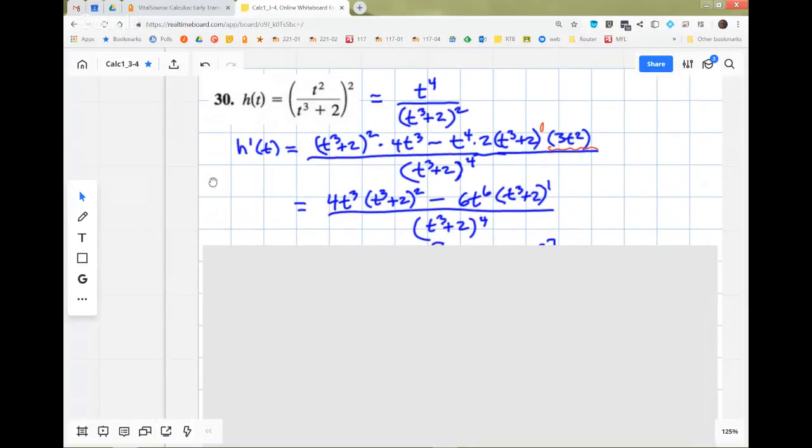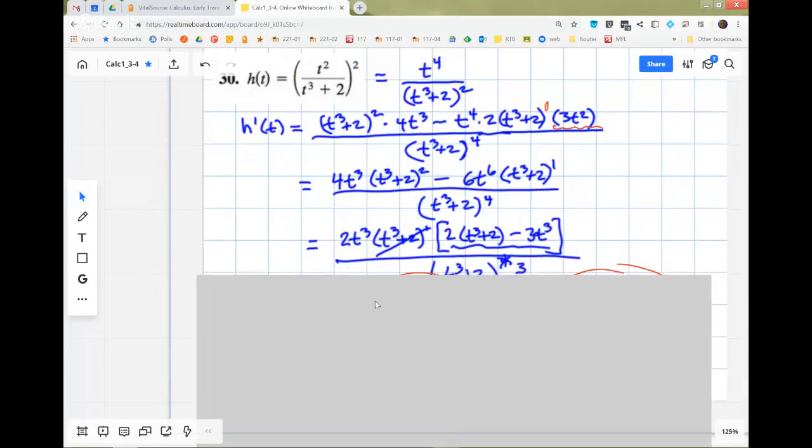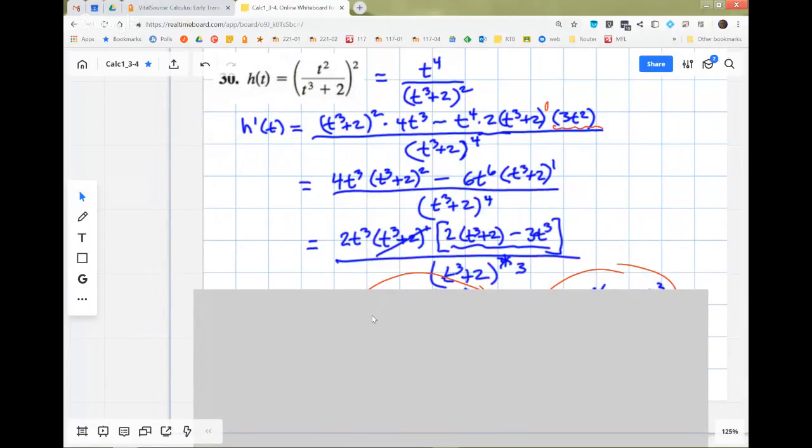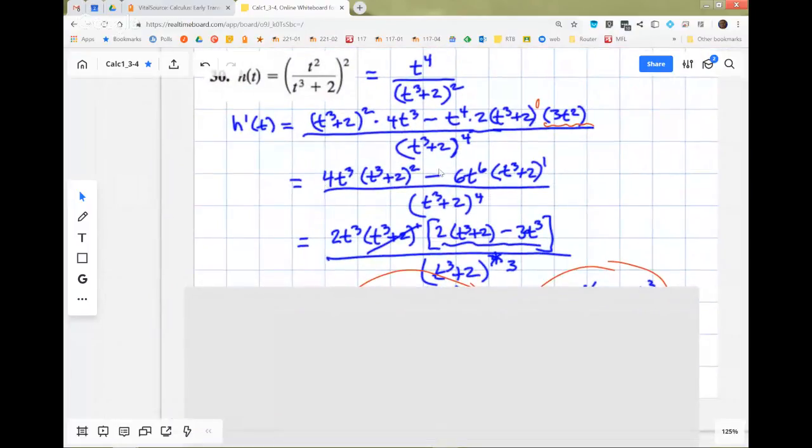Didn't do a whole lot there. I just rewrote the order of this, and when you take 3t squared times negative 2t to the fourth, you get negative 6t to the sixth. So I just brought it together a little bit on the top. Now we have two factors on the top, this 4t cubed one and the negative.